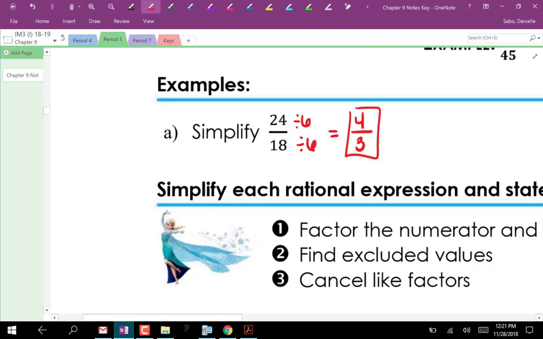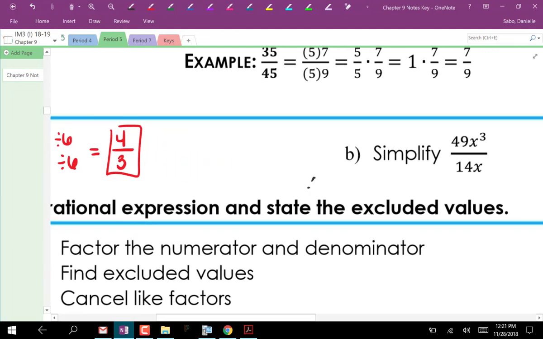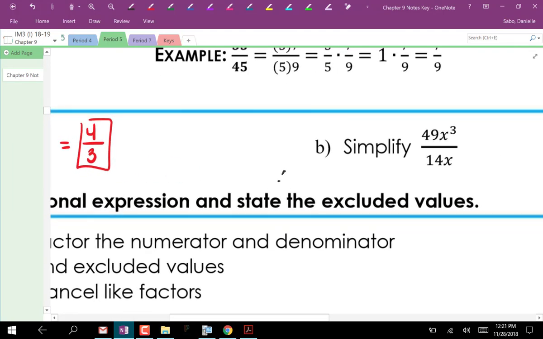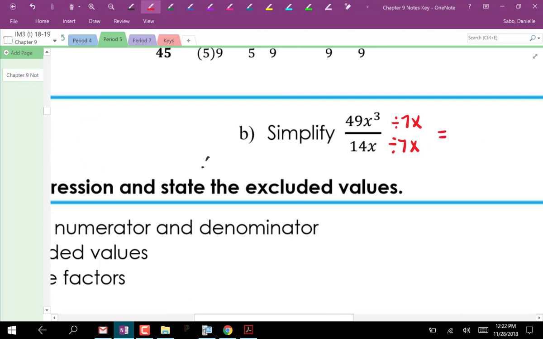There you go. That's it. So that's just kind of warming you up to what we're doing today. We're just going to be simplifying some fractions. Now let's look at this next one. What number goes into 49 and 14? 7. So I'm going to divide both the top and bottom by 7. And then what else is common? If you notice, just like our factoring, I have 3 x's and I have 1 x. How many x's can I factor out? One of them. So I'm going to divide both the top and bottom by 7x. And let's see what's left.